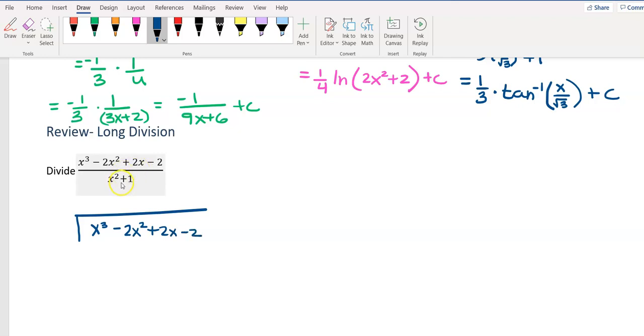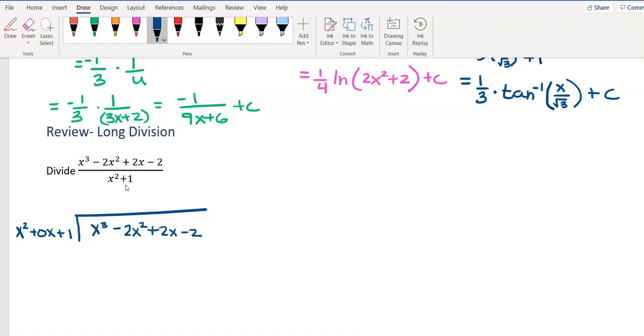Okay, and then the bottom is what we're dividing by, so this is our divisor. And notice it has an x squared term and it has a constant term, but it doesn't have a linear term. So we are going to go ahead and write that in there, but with a 0. So it's kind of like our placeholder.